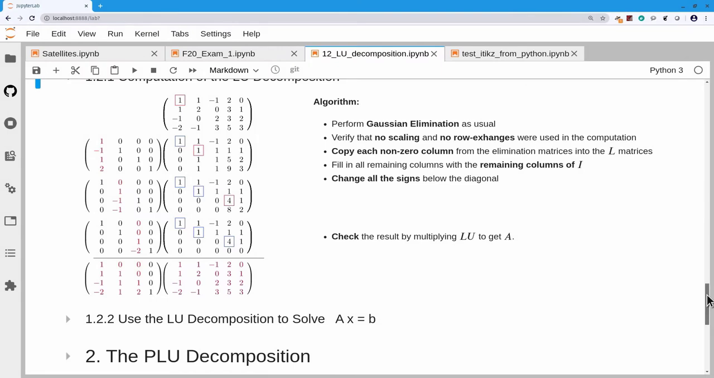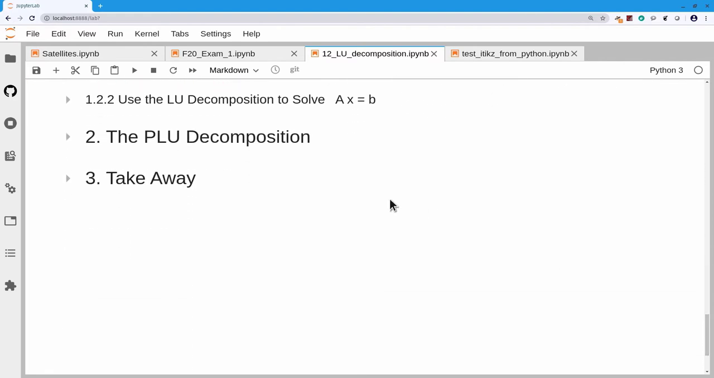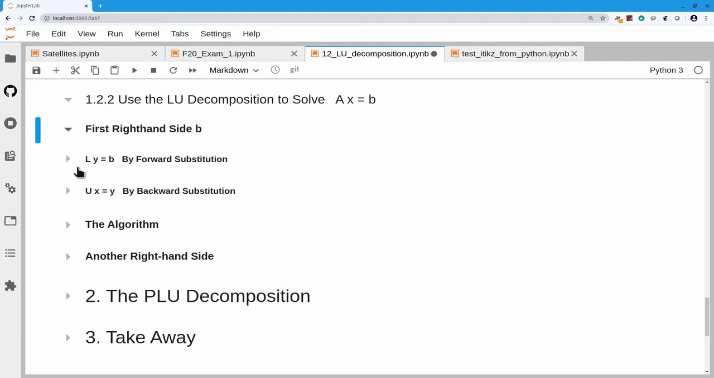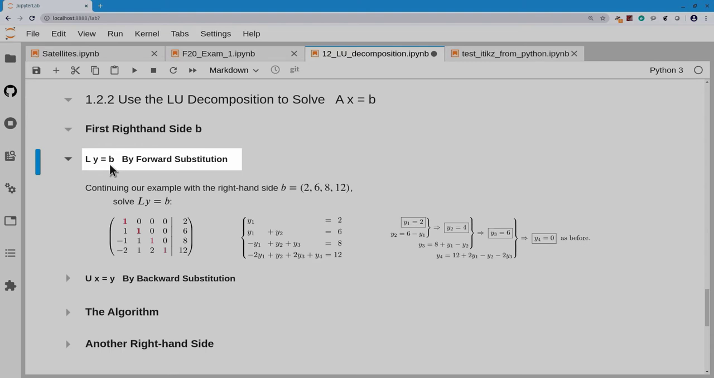Now the question remains, how can I use it? I want to solve AX equals B. So look at a first right-hand side B. What we have to do is solve L times Y equals B. L is this unit lower triangular matrix, and the first B vector in the first example was 2, 6, 8, 12. So here is my augmented system, L times Y is equal to B.